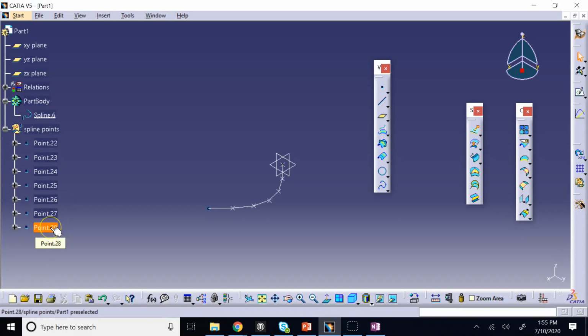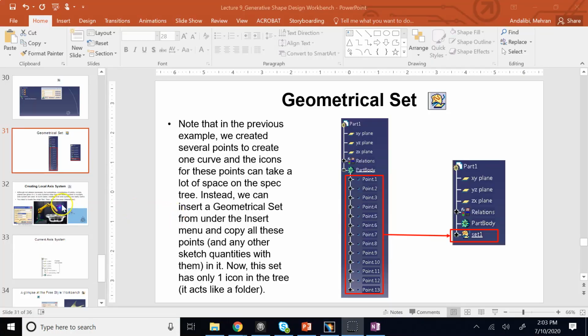They're all inside this folder. If I go ahead again here and cut these and paste them back under the gear part body, I would get an error again, because I'm changing the location of the required points for the spline. So don't try to do that.